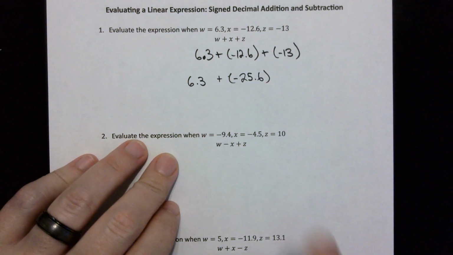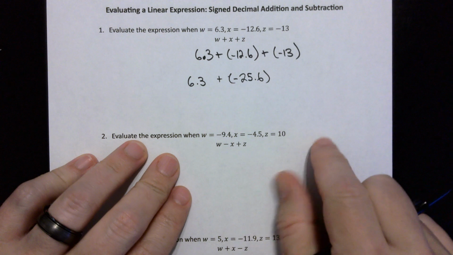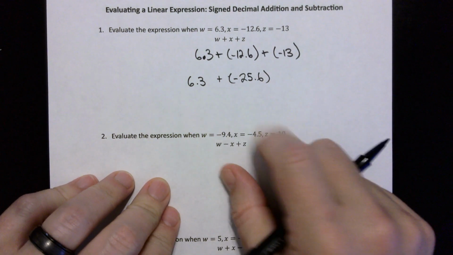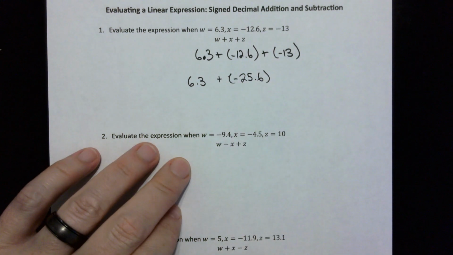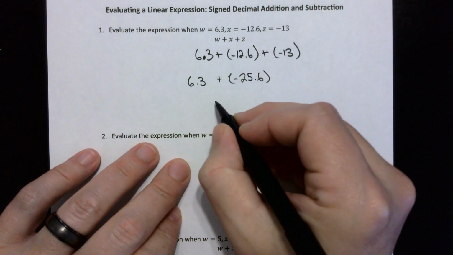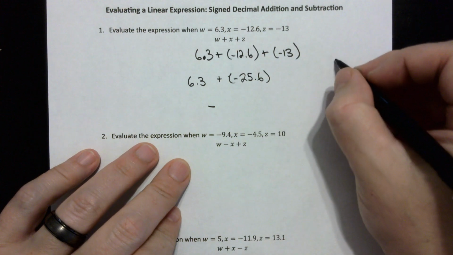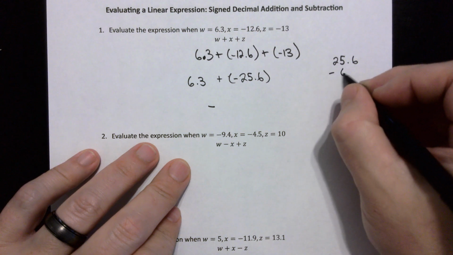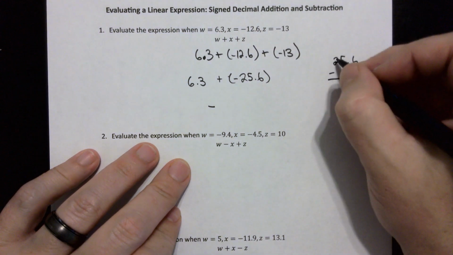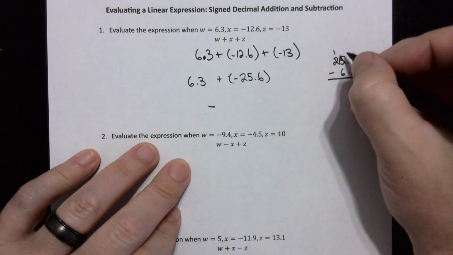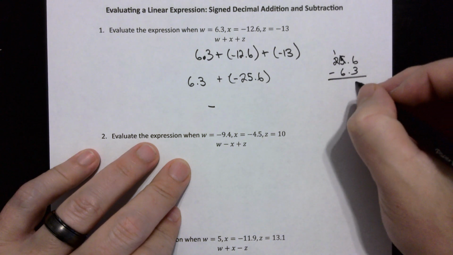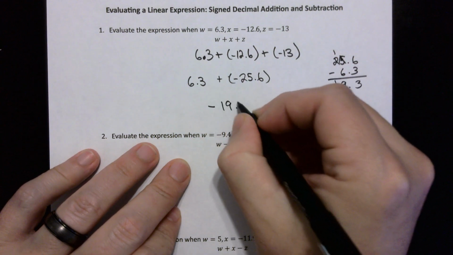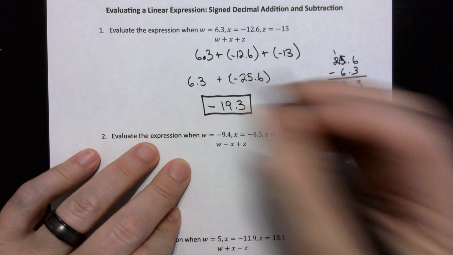Okay, and when you have a positive number that you're adding to a negative number, you take the sign of the bigger one, that would be this one, and then you subtract bigger one minus the smaller one. Okay, so we know the sign is going to be negative because the bigger one is negative. Okay, so we'll put a negative right there, and then we can just subtract 25.6 minus 6.3. Okay, so 6 minus 3 is 3. 15 minus 6 is 9, and then 1, so 19.3. And we have our answer, negative 19.3.